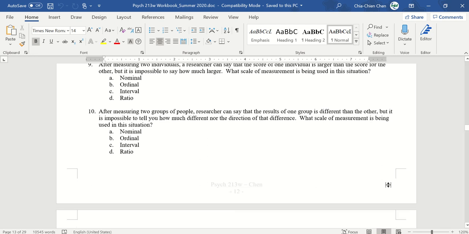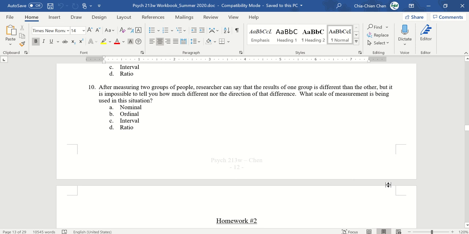Okay, number ten, after measuring two groups of people, a researcher can say that the results of one group are different than the other, but it's impossible to tell how much different nor the direction of that difference. What scale of measurement is being used in this situation? Well, this is nominal. They're using a nominal scale in this case, because it does not tell you the direction and it does not tell you how much difference there is, right? It only tells you that they're different. So that would be nominal in this case.